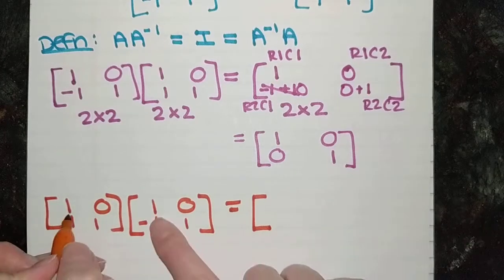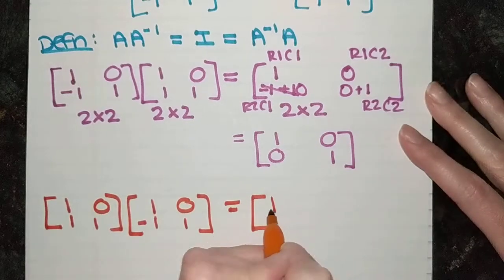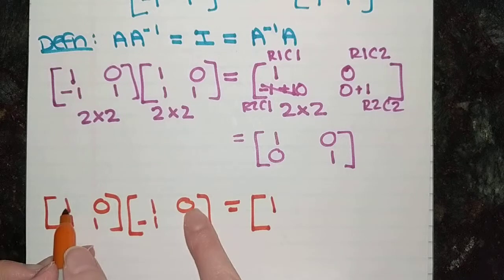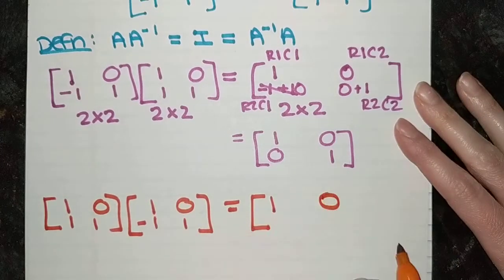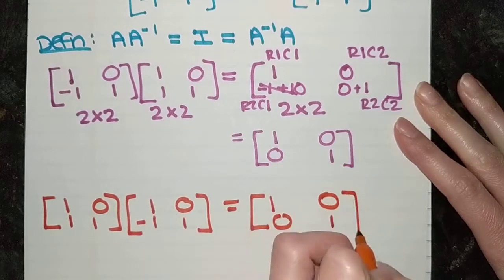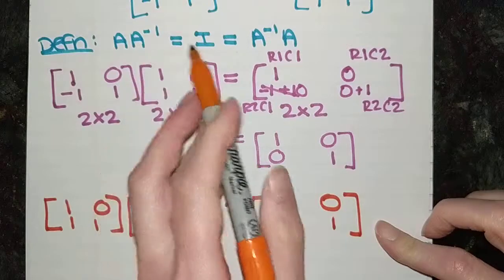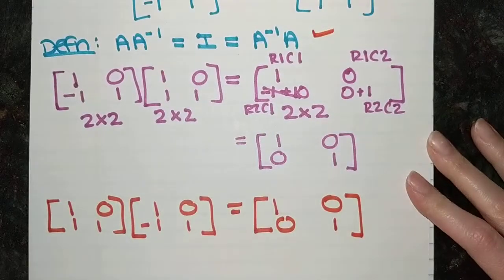So you'll have 1 times 1, and then added to 0 times negative 1, which just gives you 0. So it will end up with 1, and then 1 times 0, and then added to that 0 times 1 gives you 0, and you will verify that yes, that does give you the identity matrix. So because both directions, left and right multiplication, give you the identity, that is the inverse of the original matrix.